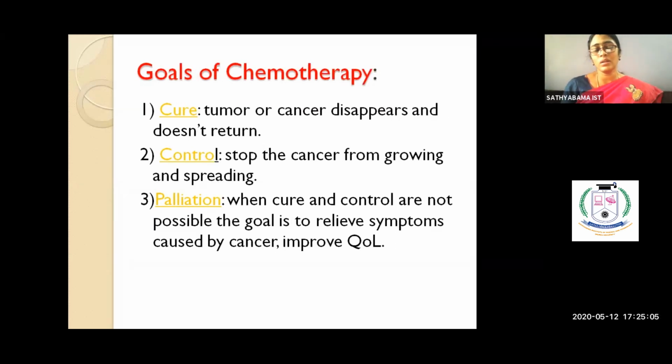This is one important slide actually, the goals of chemotherapy. So what are the goals of chemotherapy? One is cure, right? Anybody in the family or whoever gets affected with cancer, your first thing is to somehow cure them. You want to take them out of that disease, right? So when you give chemotherapy to a person and you cure them, the cancer will disappear.